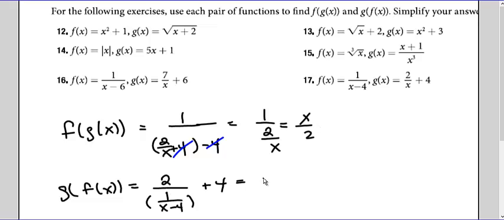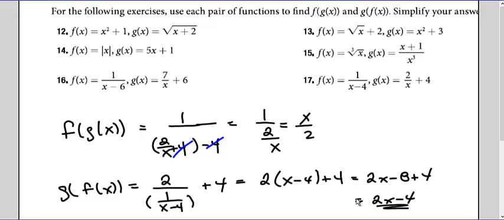So again, you can take the reciprocal of this, which is just 1 over x minus 4. The reciprocal is just x minus 4 over 1 plus 4. So you multiply that out, you get 2x minus 8 plus 4, which is 2x minus 4. So that's the answer for that one. Okay, so that's the first group.